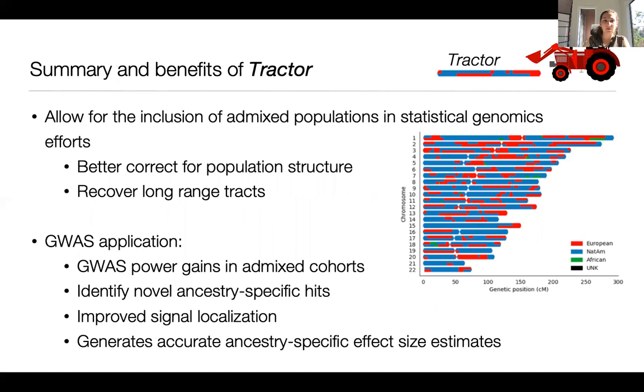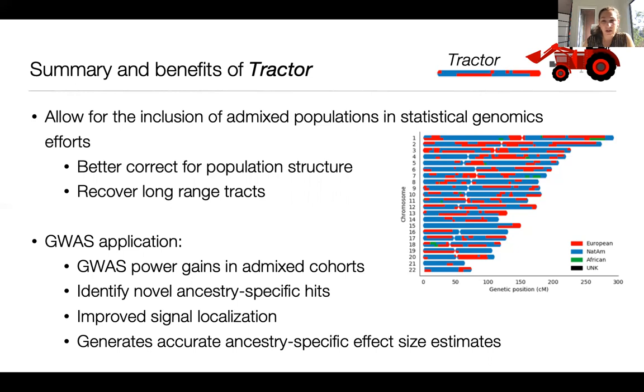So I already went over how our model corrects for the fine scale population structure at the genotype or haplotype level, which is what's allowing the inclusion of admixed people in a well-calibrated manner in GWAS, but it also has some other nice benefits I'd like to briefly mention. We've built in an optional step to recover long-range tracts that we find to be disrupted by statistical phasing by using our local ancestry information.